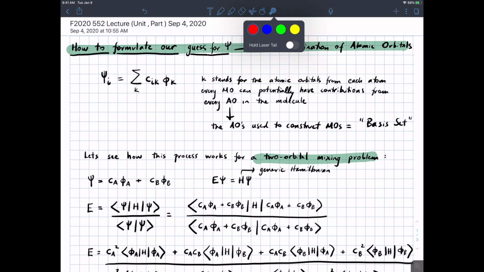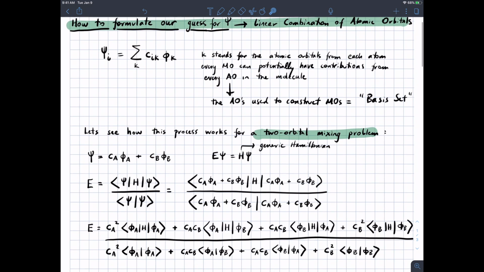We're going to say, what if we have just 2 atoms coming together? And let's actually make it even simpler than that. Let's have them be hydrogen atoms. There's only a 1s orbital available. So we're going to mix 2 atomic orbitals, phi A and phi B, and they're weighted by these coefficients.